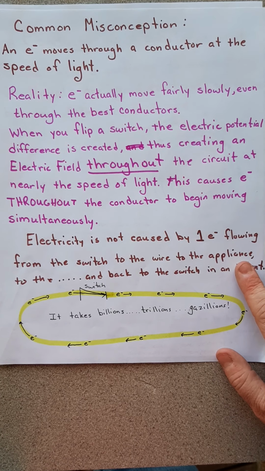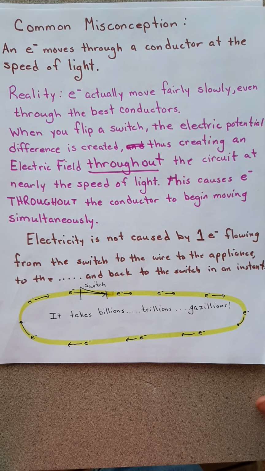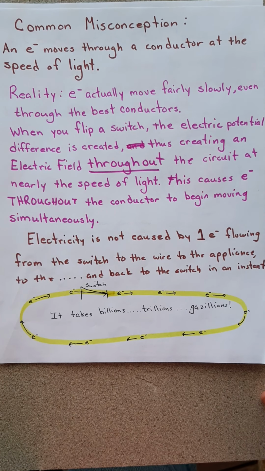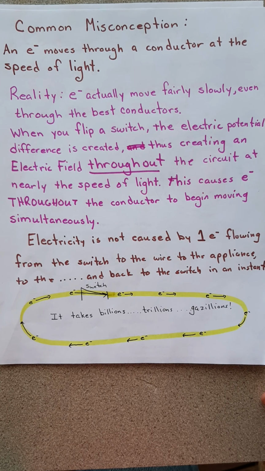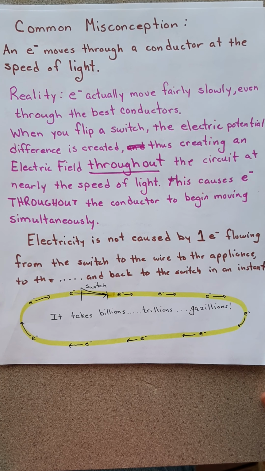Another thing that can cause some misconceptions, some confusion: a lot of people think, erroneously, that an electron moves at the speed of light. So when you flip on the light switch, the light bulb comes on immediately. So they think that that electron has flown from the light switch to the light and back to the switch in an instant. But that is not the case.